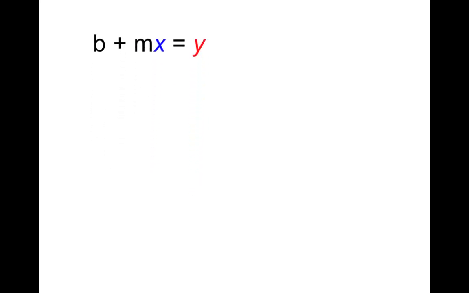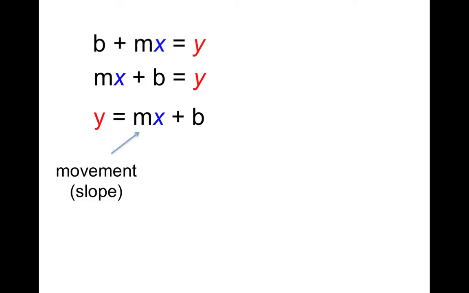I could write the equation like this, B plus MX equals Y. Since addition is commutative, this means the same thing, MX plus B equals Y. The most common way to see the equation of a line written is like this, Y equals MX plus B, but we really just rearrange things.